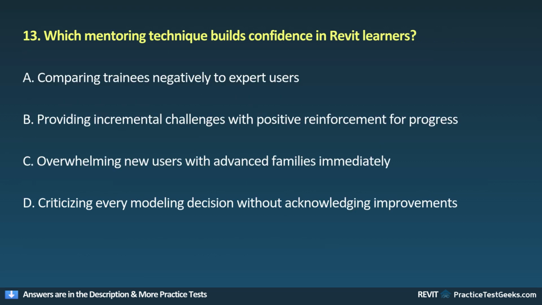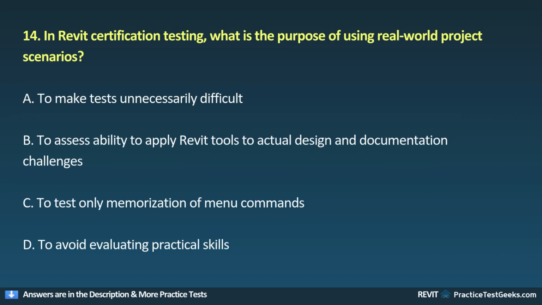13. Which mentoring technique builds confidence in Revit learners? A. Comparing trainees negatively to expert users. B. Providing incremental challenges with positive reinforcement for progress. C. Overwhelming new users with advanced families immediately. D. Criticizing every modeling decision without acknowledging improvements.